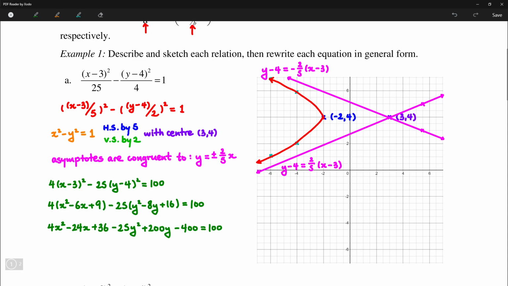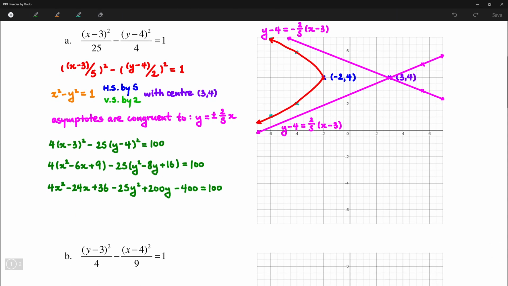And finally, we're going to rearrange the terms, leading with the x squared. So that will be 4x squared, followed by the y squared, so minus 25y squared. And then the x term of minus 24x, the y term of plus 200y. And finally, the three constants can be combined together and written as minus 464. The right-hand side will now just be 0. Okay, and that's it.